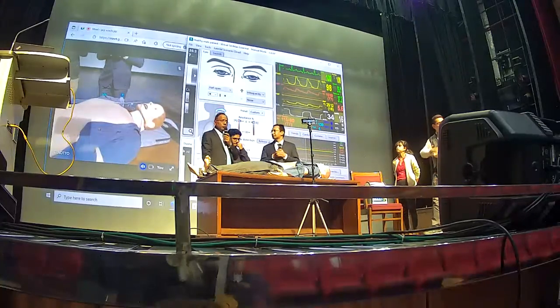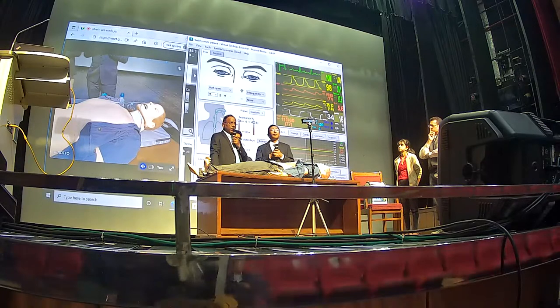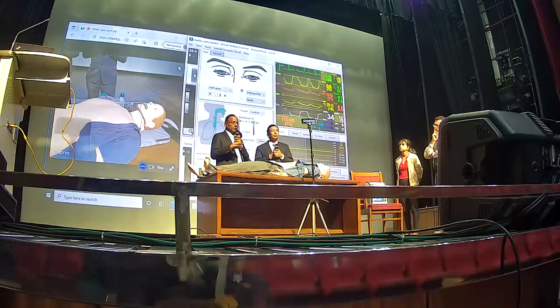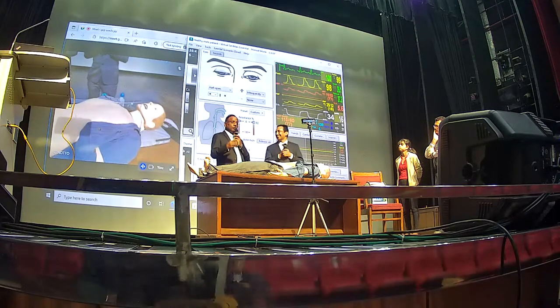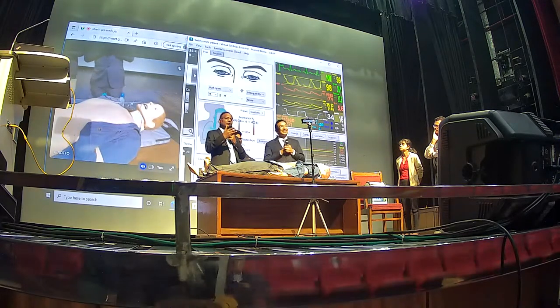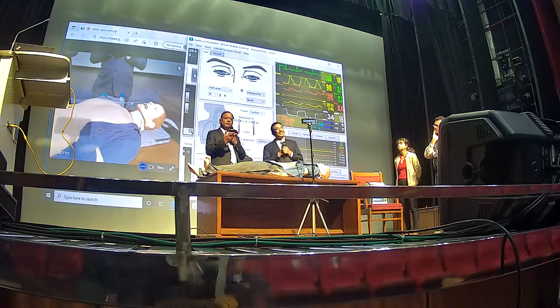We usually aim for a minimum PO2 of more than 200. That is the whole idea of giving 100% oxygen to the patient. You understand? Normally if you look at the ABG parameters, it's 300, 400, 450, it doesn't matter.